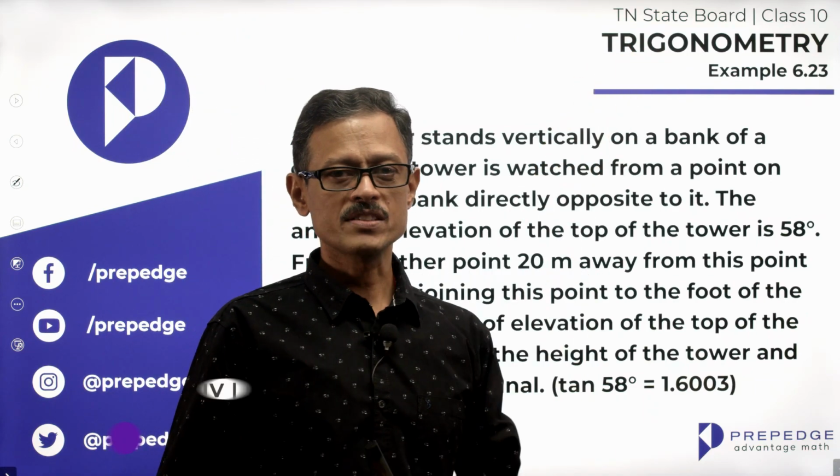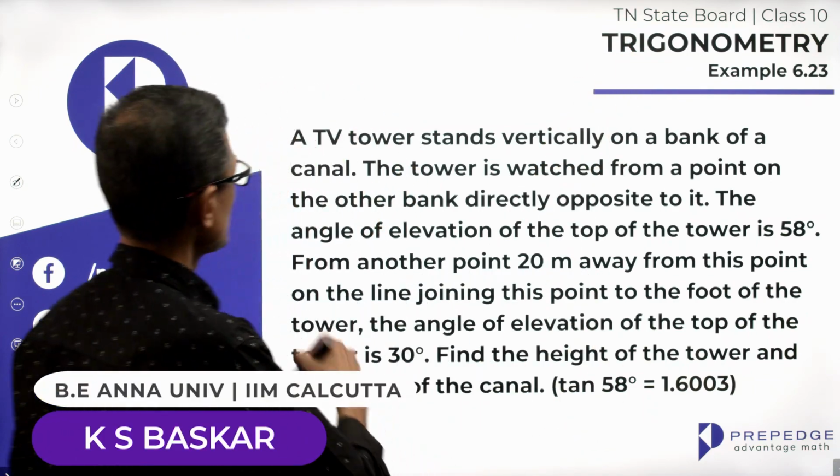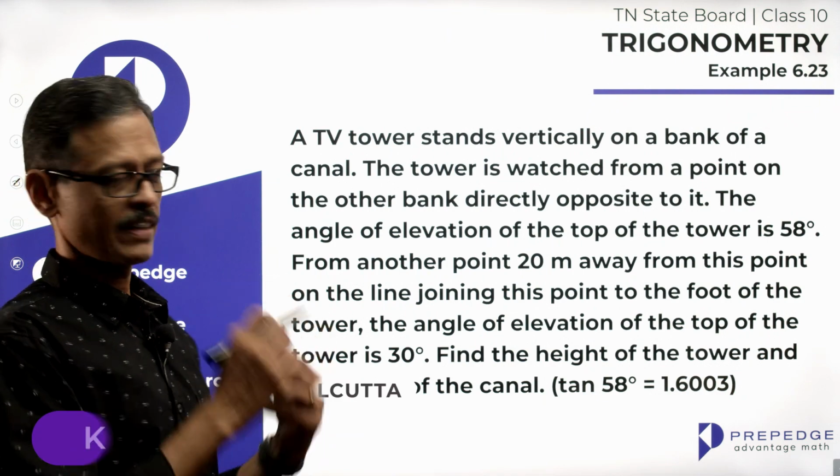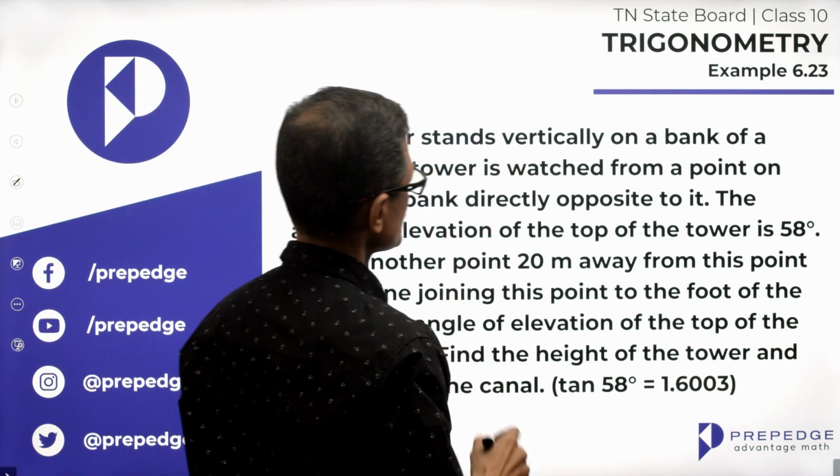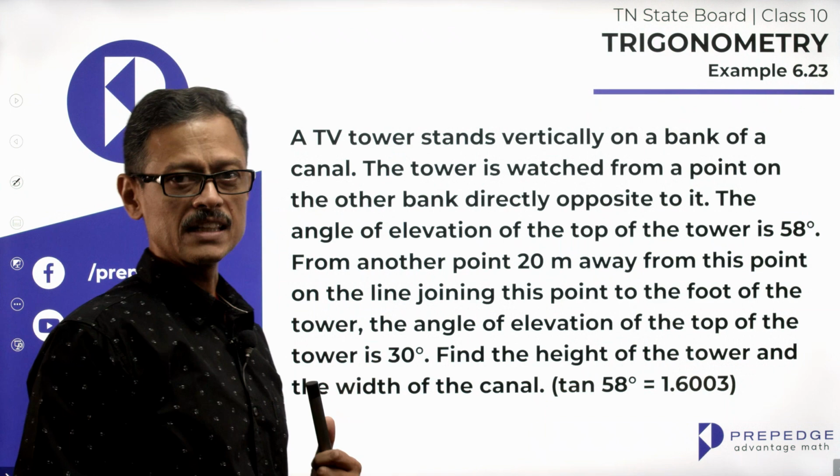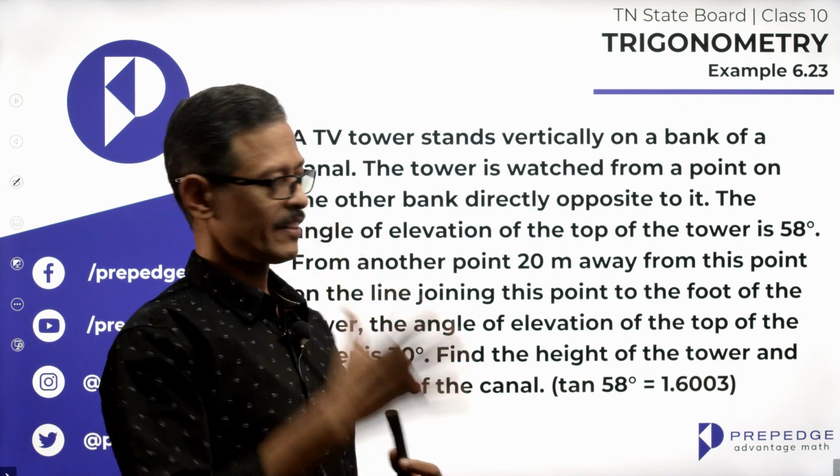Example 23 in chapter 6, the trigonometry chapter. Angle of elevation is the concept in this question. A TV tower stands vertically on a bank of a canal. ஒரு canal bank la ஒரு TV tower இருக்கு.